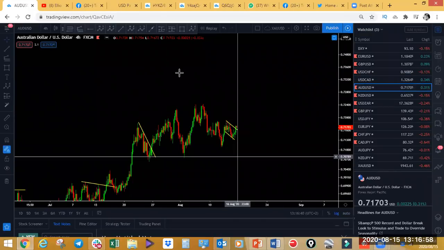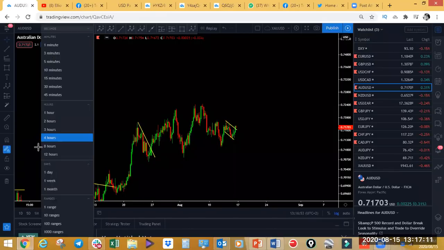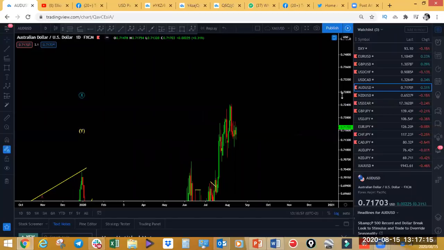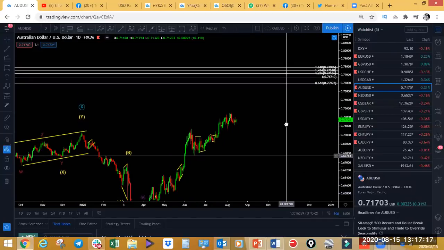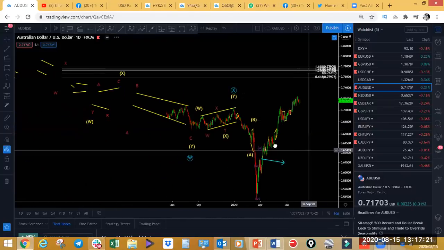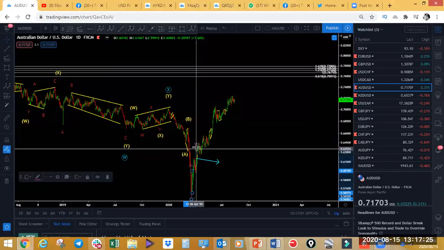AUDCHF, looking for a bit of a move to the upside. We're looking for upside there after this flat correction. This is a continuation pattern to the upside. Let's just have a look at the daily here, to give you an indication why we are forecasting upside. So this looks like a 5-wave move to the upside so far.